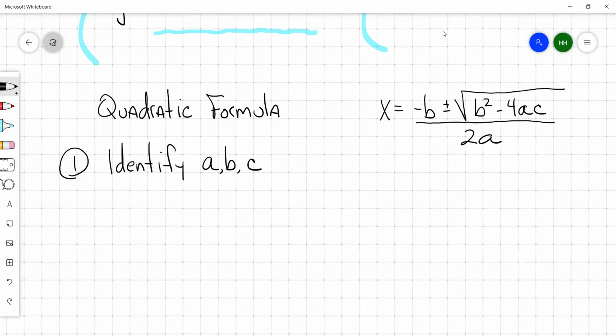All right? Well, look. Your A is what's in front of the x squared. Your B is what's in front of just the x. And your C is what's sitting out there by itself.